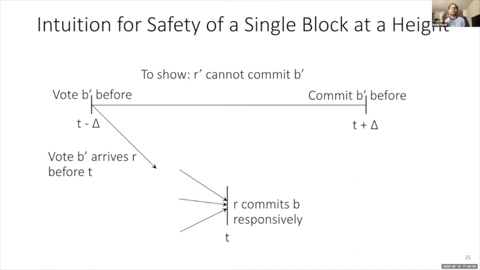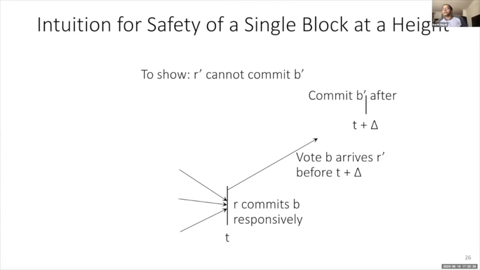Again, let me repeat this. If R' has to commit B' before time t plus delta, because of the 2 delta wait after voting, it must be the case that some honest replica must have voted for this block B' before time t minus delta. And this vote should have arrived at replica R before time t. And this would have stopped replica R from committing responsively because R would have detected a bad event. And for this reason, R' cannot commit B' before time t plus delta.